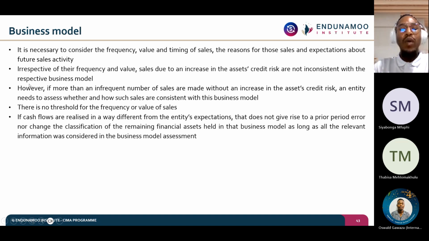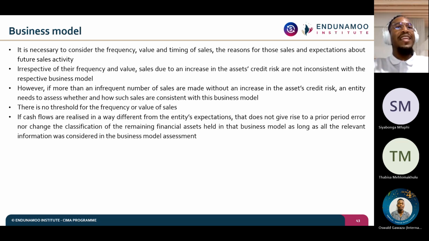So there are times where an entity will be holding a group of financial assets for purposes of collecting contractual cash flows. And then they realize, oh goodness, there's a debtor, or there are debtors, whose credit risk is increasing much more than what we would like to contend with. So let's sell these to manage our credit risk. The fact that you are selling these to manage your credit risk does not mean you're changing the business model.